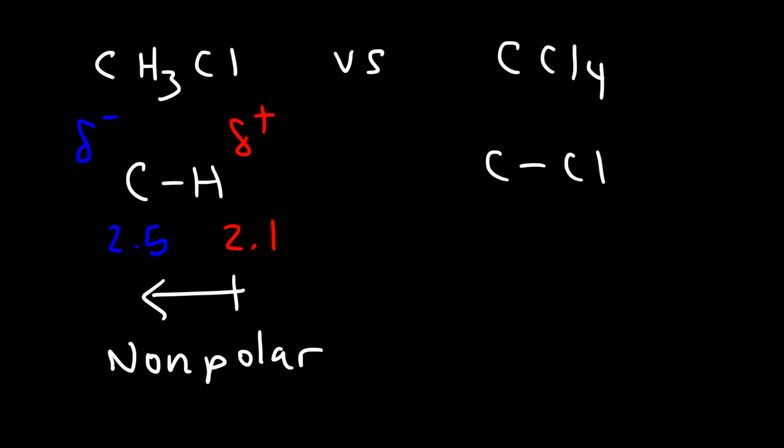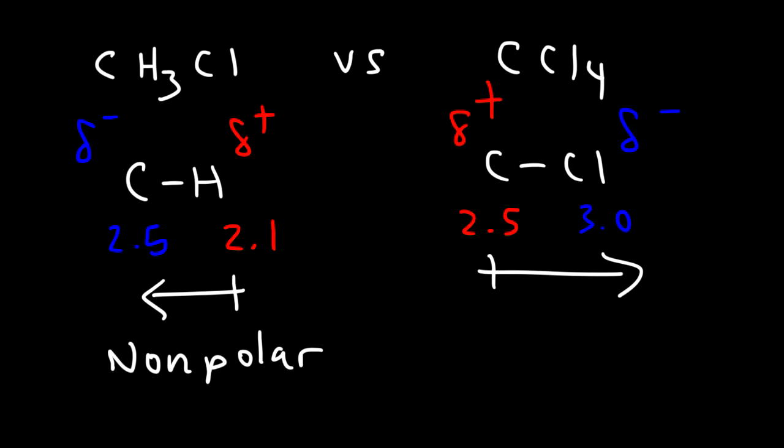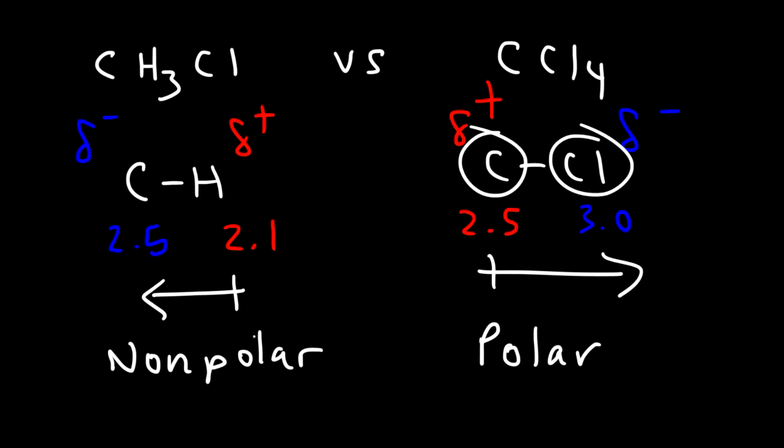Now, for the CCl bond, chlorine has an electronegativity value of 3.0. And so, because it's more electronegative than carbon, it's going to pull the electrons toward itself. So this time, chlorine has the partial negative charge, and carbon has the partial positive charge. Now, the carbon-chlorine bond is considered to be a polar bond because the electronegativity difference between carbon and chlorine is 0.5. If it's 0.5 or more, it's defined to be polar.